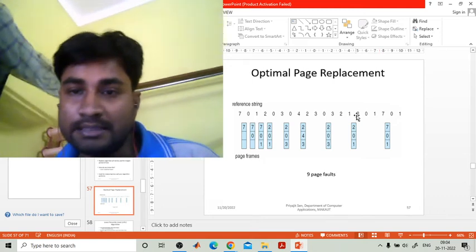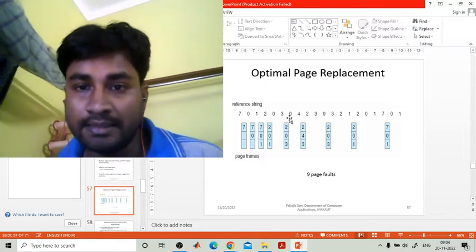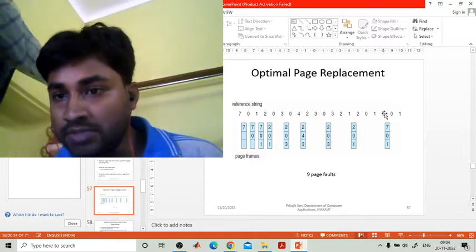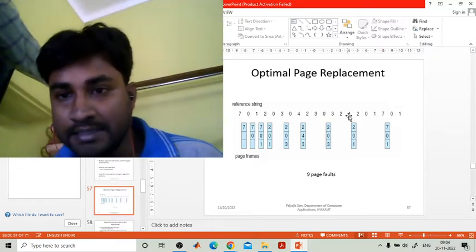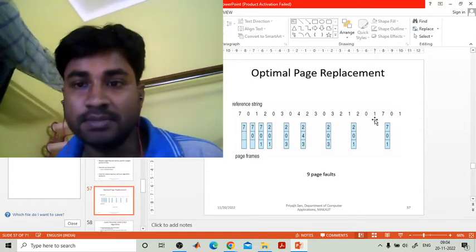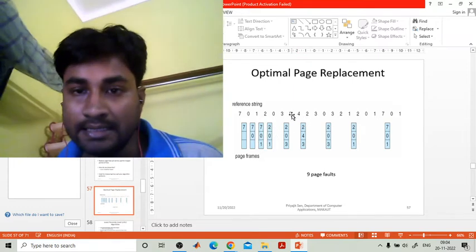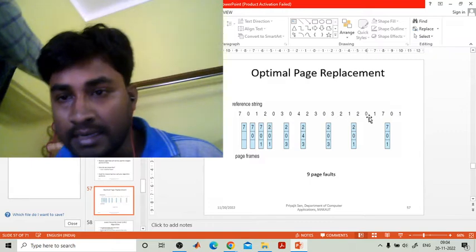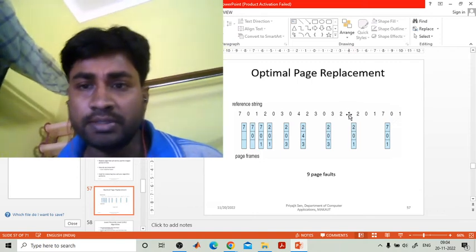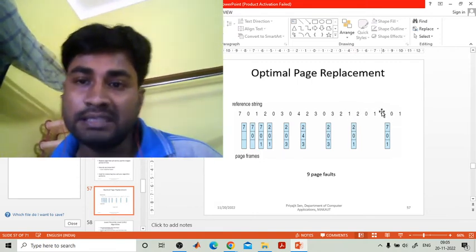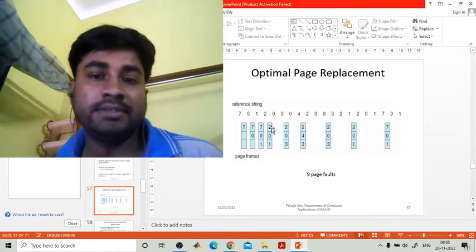Because 1 is present here, 0 is present here and here also. The farthest one is 7. 1 is present later also, but still 1 is present here and in this location. Out of 7 0 and 1, 0 is present in many locations, 1 is present in many locations. Though 1 is present at the end, still it is present in this location also. So we consider 7 as the victim, and 7 will be replaced with 2. Any question, anyone?